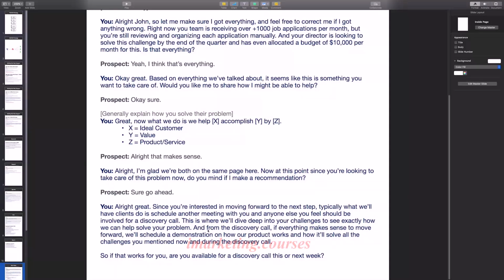And from the discovery call, if everything makes sense to move forward, we'll schedule another demonstration on how our product works and how it'll solve all the challenges you mentioned now and during the discovery call. So if that works for you, are you available for a discovery call this or next week? So essentially all I'm saying is, look, if you have this problem, we can help solve it. Here's what the next steps are.